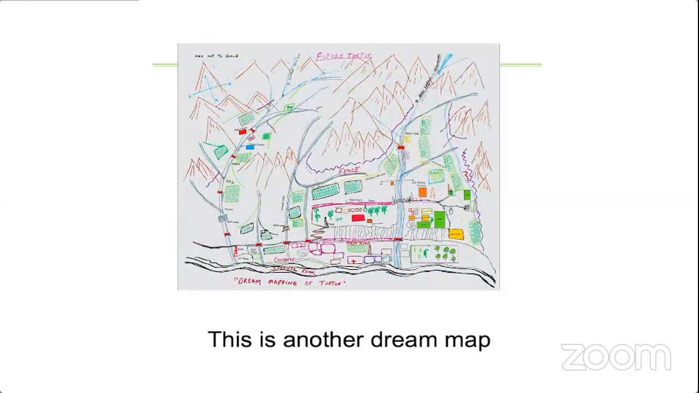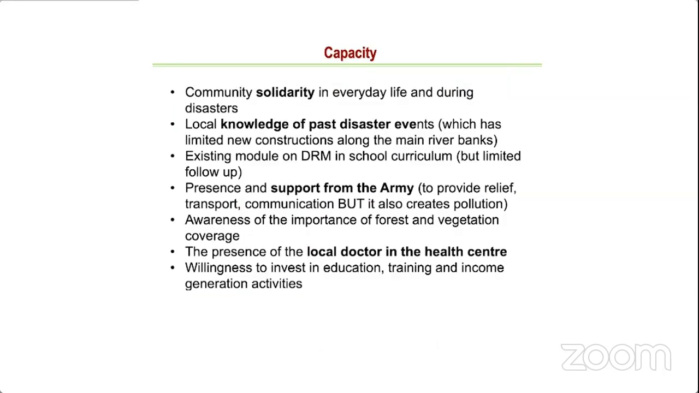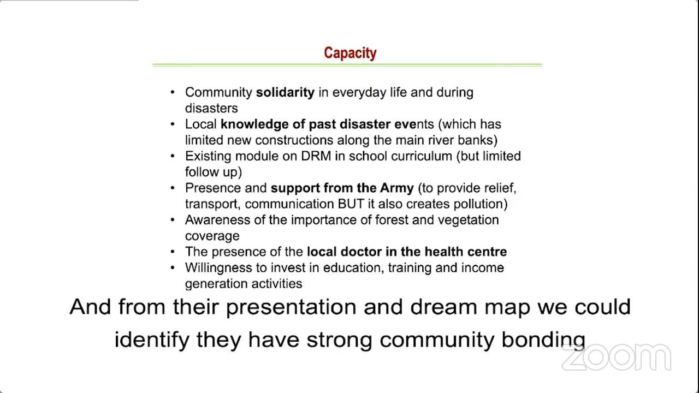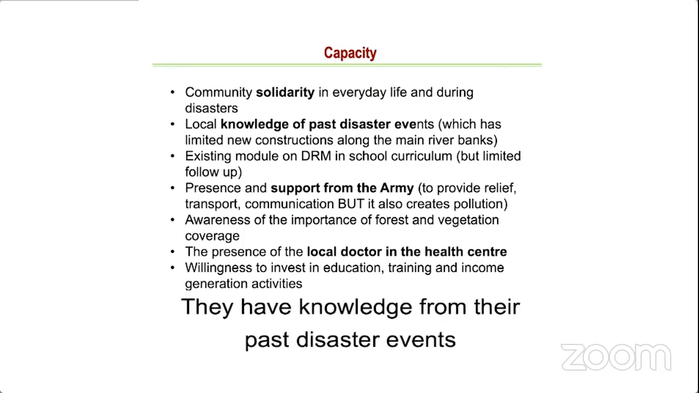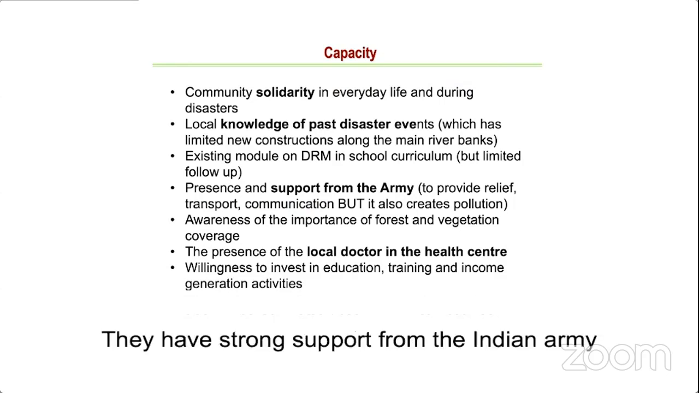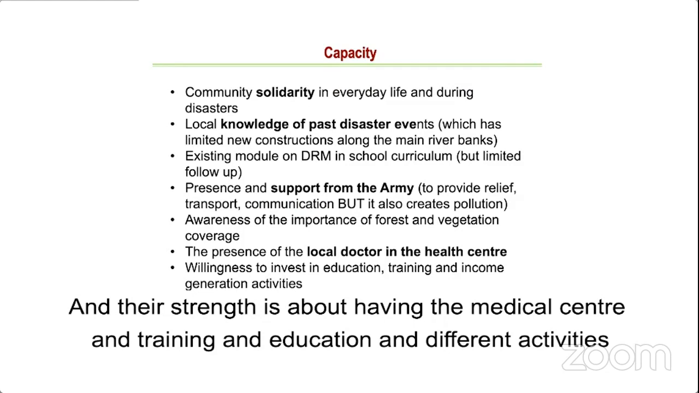This is another dream map. From their presentation on the dream map, we could identify that they have strong community bonding, they have knowledge from their past disaster events, and they have strong support from the Indian Army. Their strength is also in having the medical center, training and education, and different other activities.